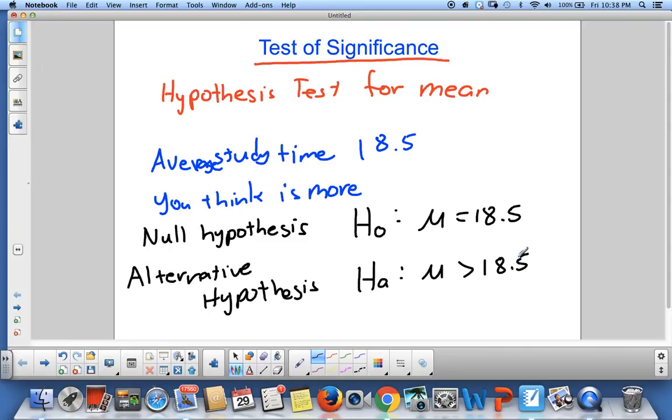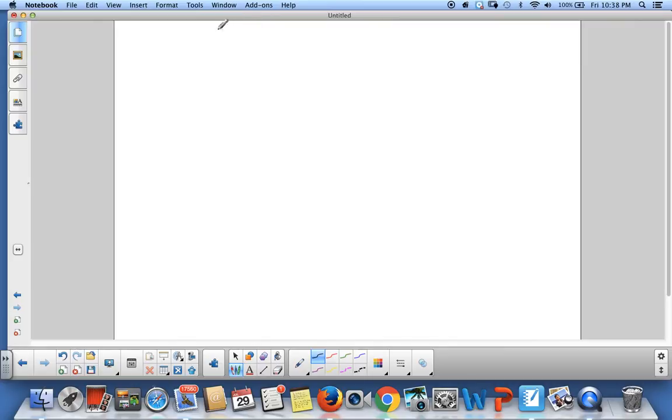So we're going to take a sample and look at the results of our sample, and assuming our numbers are bigger than 18.5, we're going to see if that is sufficient evidence to show that this statement here is not true. Okay, so let's look at an example. First of all, the null hypothesis, the mean equals 18.5. And the alternative hypothesis is that the mean is greater than 18.5.